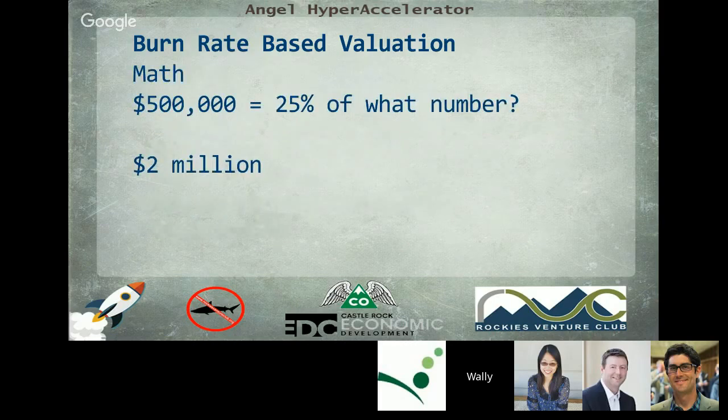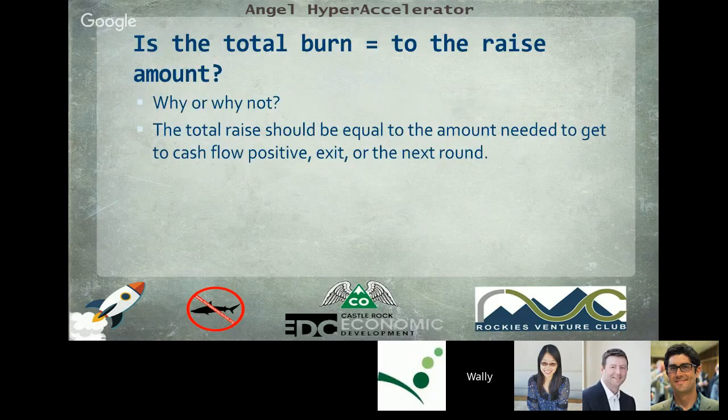So in this case, it's just like the previous one. 500,000 is 25% of 2 million, so the pre-money valuation is 1.5 million and post-money is 2 million. So here we're using the amount raised to figure out what the value is. Here's an interesting question: is the total burn equal to the raise amount? Well, when we look at a pro forma, we look at what the negative cash flow is, and we add up all the red at the bottom of the pro forma, and see what the milestones are that have to be achieved, and that's going to tell us how much we need to raise, and then what the percentage is. So you can't just say, oh well, we need to raise 5 million, so our valuation is $15 million.